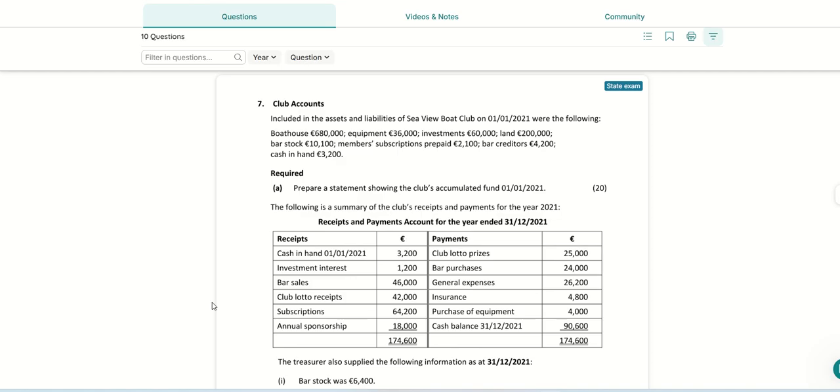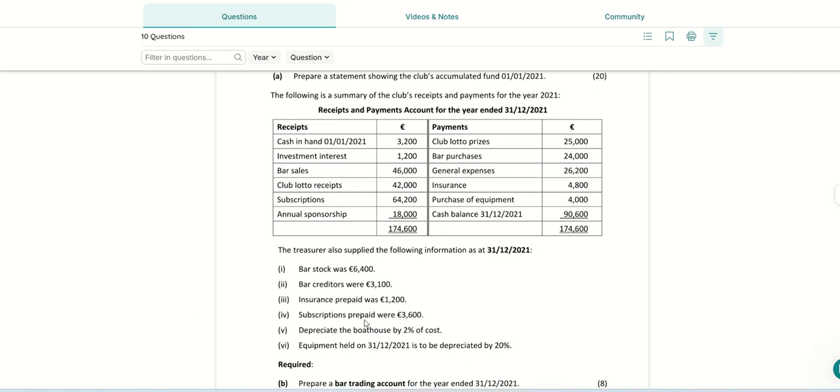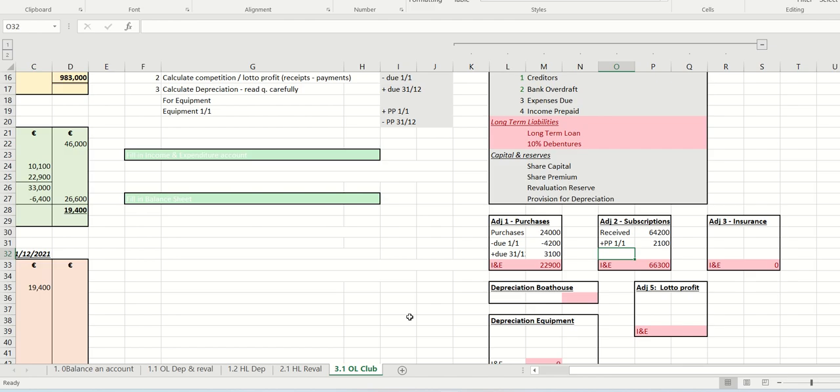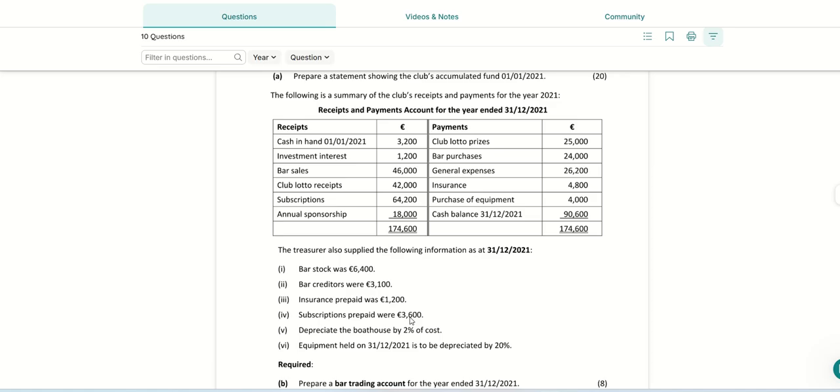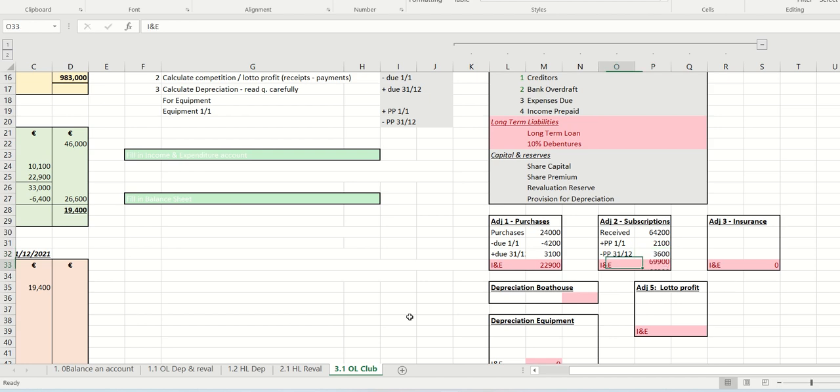So it's going to be plus prepaid start of the year, 2,100. Then down the end of the year, anything happening? Yes, we've got prepaid at the end of the year. So it's going to be minus prepaid at the end of the year, and that is 3,600. Okay. So we've got a nice number for our subscriptions. Oh, I never put the minus in. It's very easy to make mistakes, guys. So we really have to be switched on when we're doing our questions. So we've got our subscriptions prepaid number there.